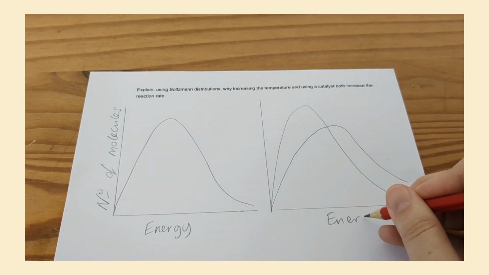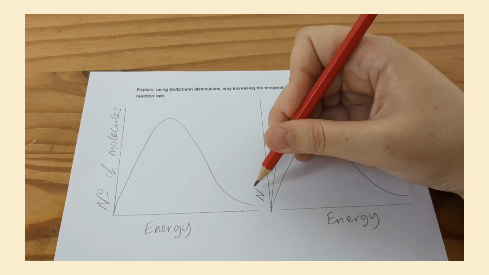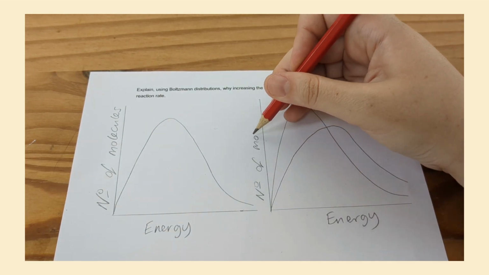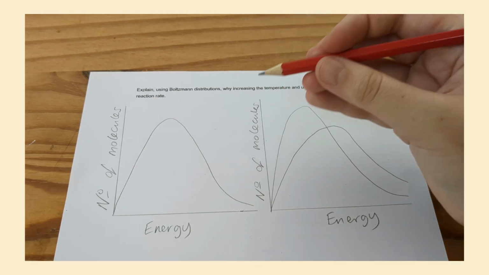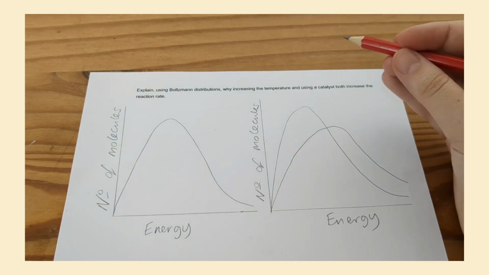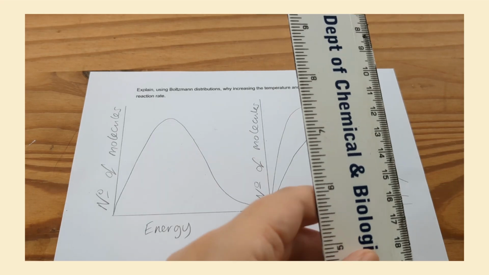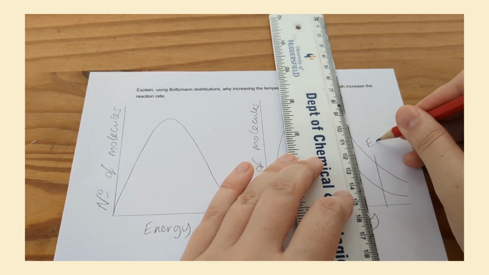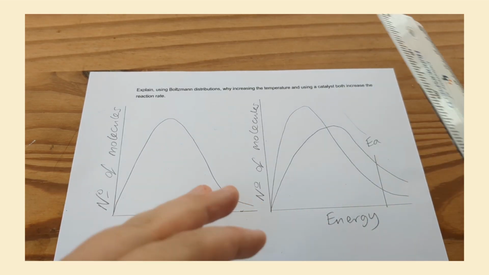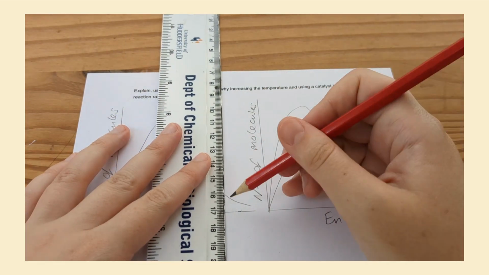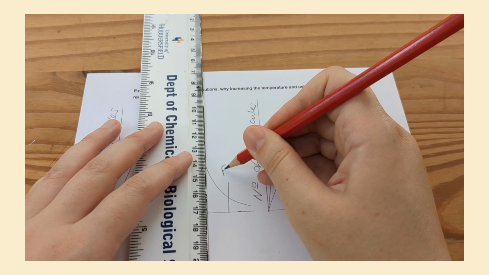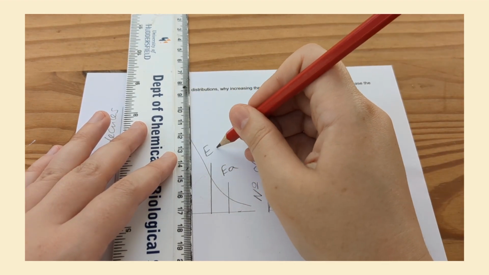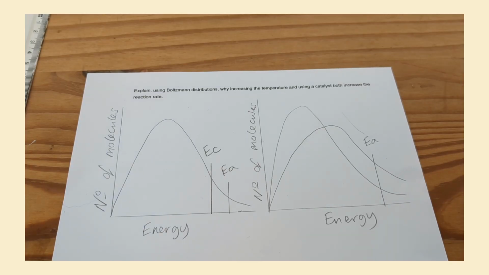Let's do the same here. And this is just an abbreviation for number. And we also need to show our activation barrier. So our activation energy on this temperature one, put it somewhere around here, label it EA. On the catalyst one, we've got our normal activation energy without a catalyst, and we've got our new lower activation energy EC when we do use the catalyst.